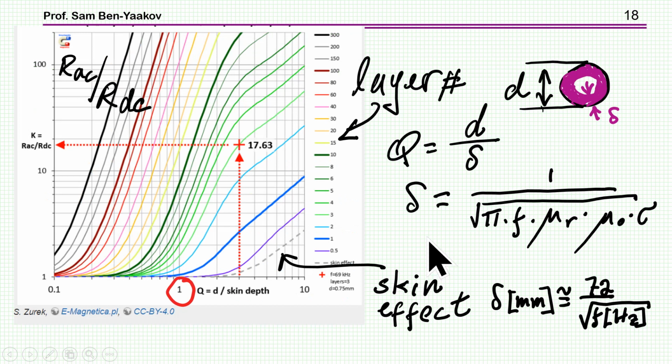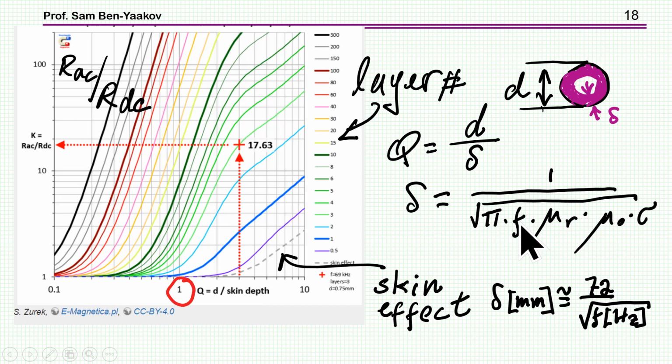And you can now plot, or summarize, the result in a plot like this. In this plot, what we see here is RAC over RDC. This is the Q factor, which is the diameter, actually the height of the layer to be more precise, divided by the skin depth. And here I'm showing the expression for the skin depth.